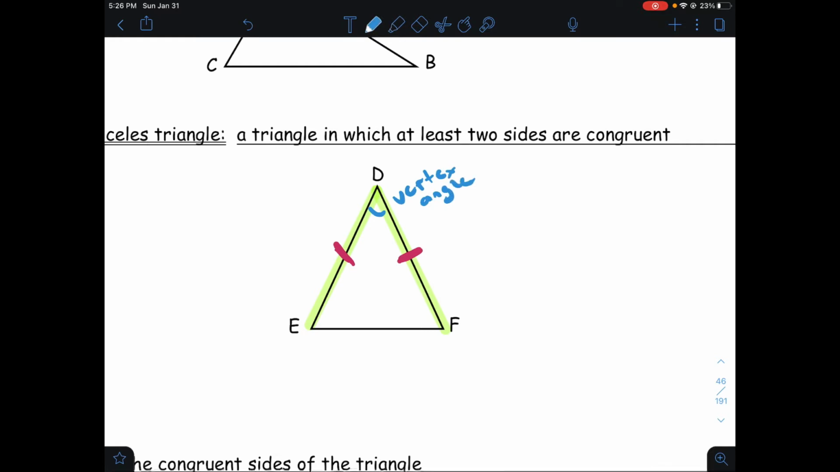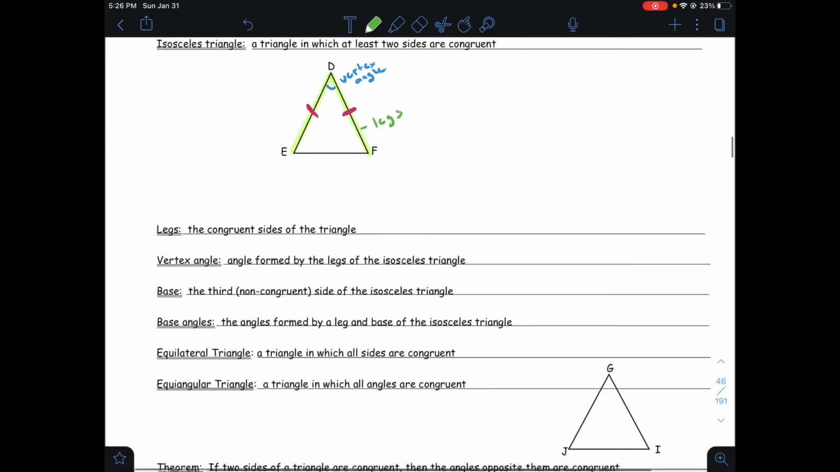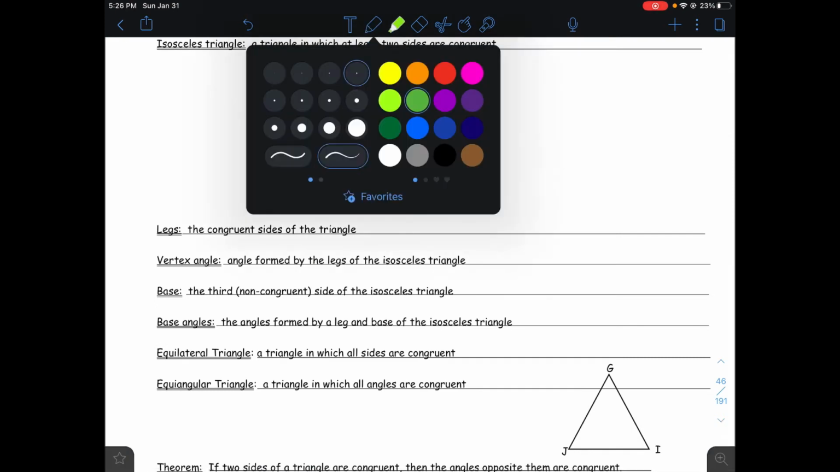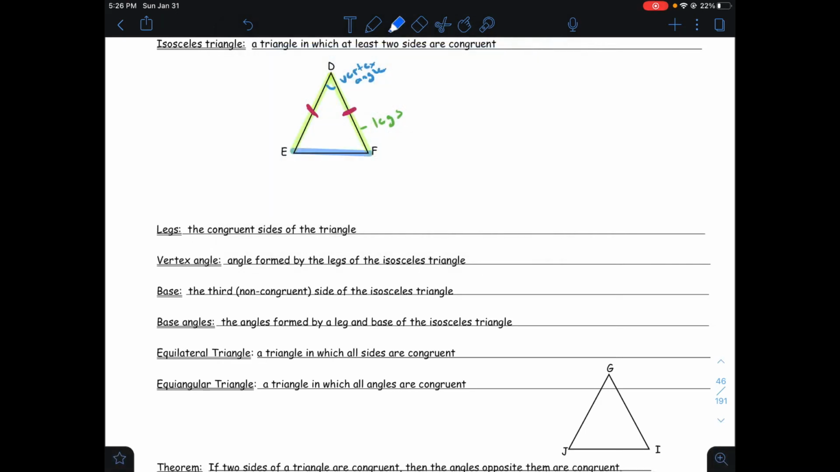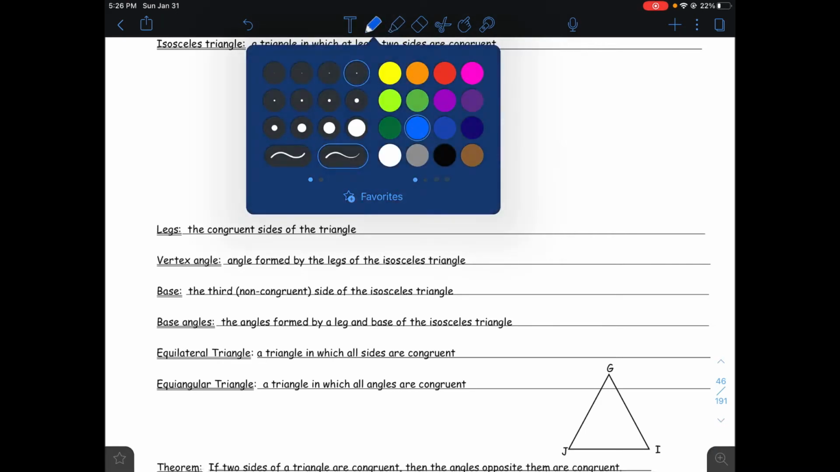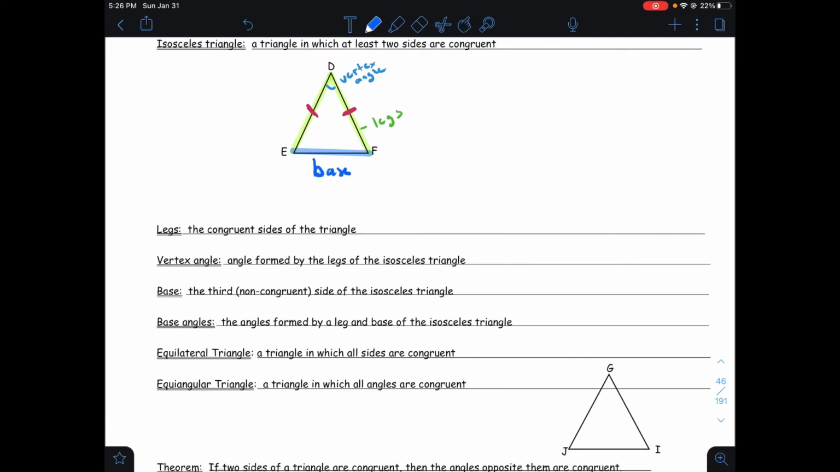And then we can change it to this gross green color. And we can say that these green guys are the legs. And then the base is the third non-congruent side of the isosceles triangle. So, oops, this guy here is our base. That's the side that's not congruent with the other two sides.